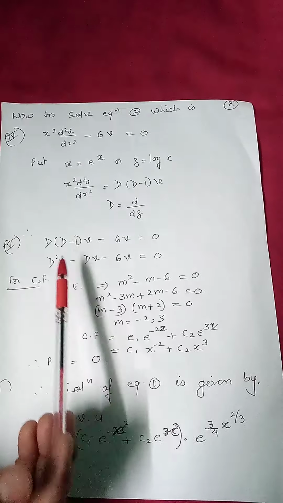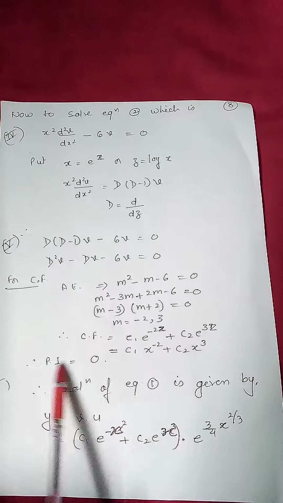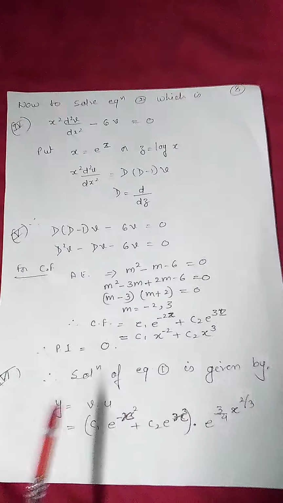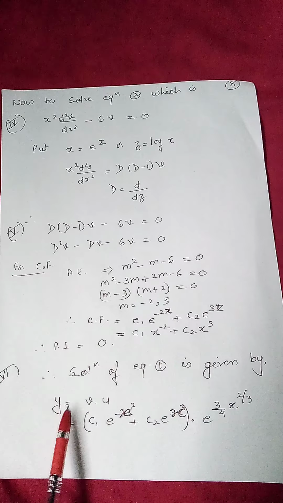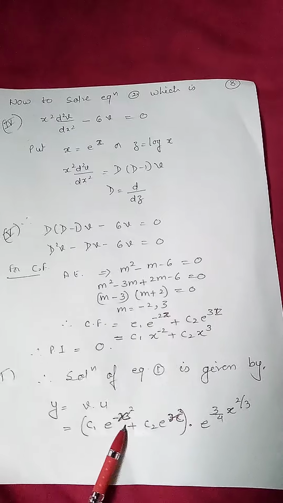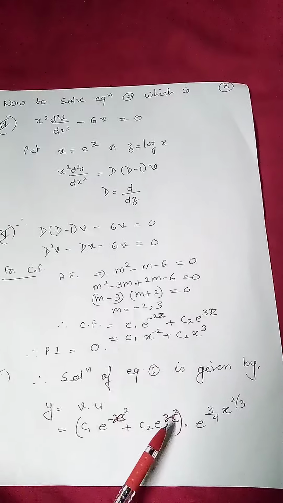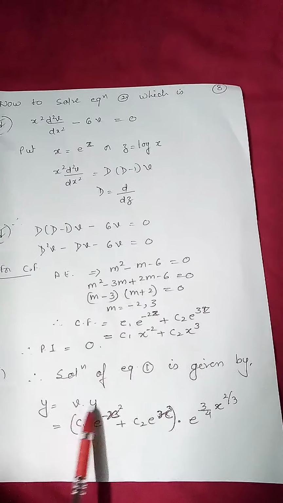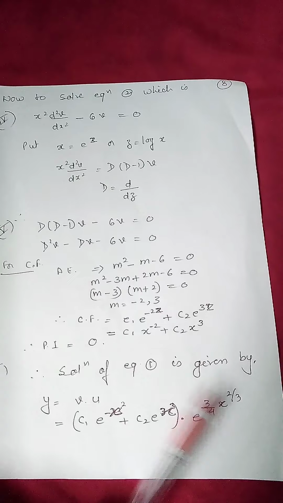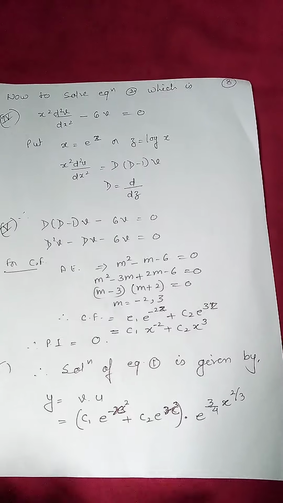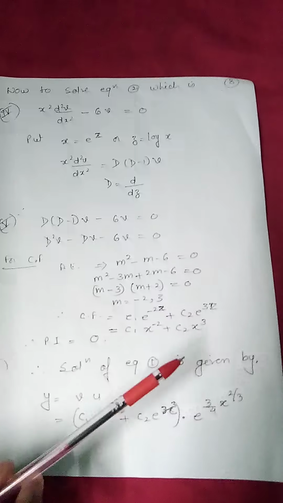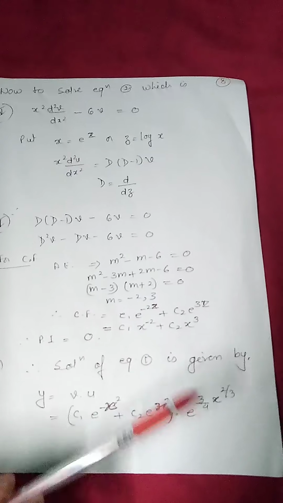Now here we have to find the CF of this equation and the PI of this equation. PI is 0 because the right hand side is 0. Therefore the complete solution is y is equal to vu, where v is c1 e raised to minus 2z plus c2 e raised to 3z, that is c1 x to the minus 2 plus c2 x cube, and u, which was found in the previous step, is e raised to 3 by 4 x to the power 4 by 3. Then these three problems give the basic idea of how we can solve the differential equation by the method of reducing it into normal form.